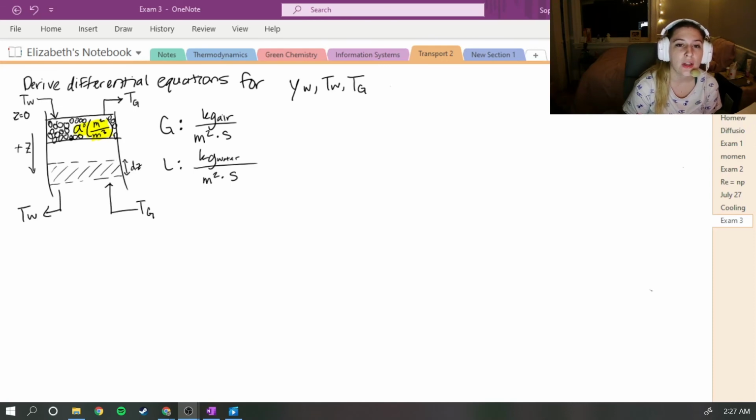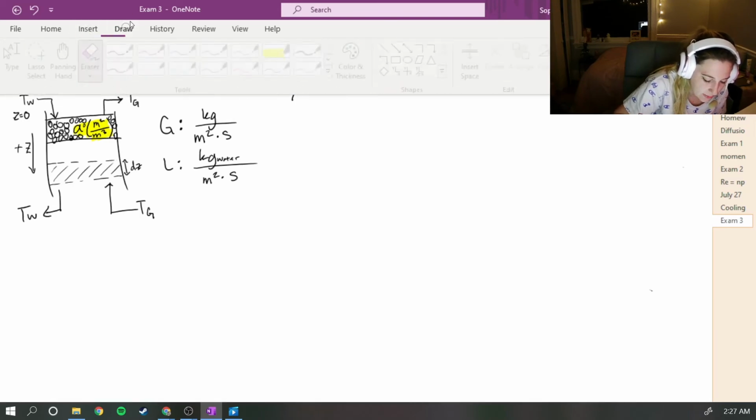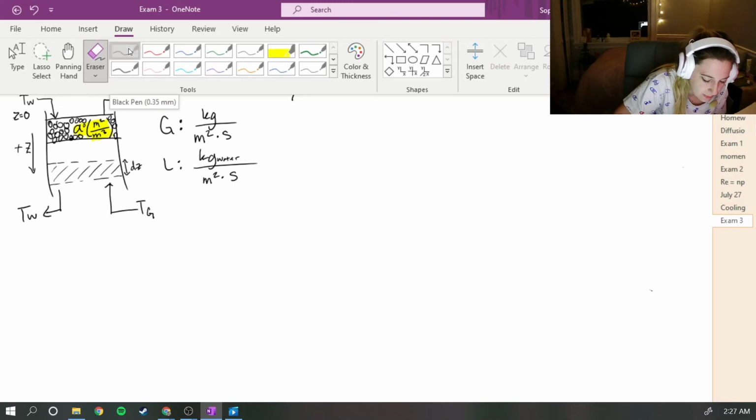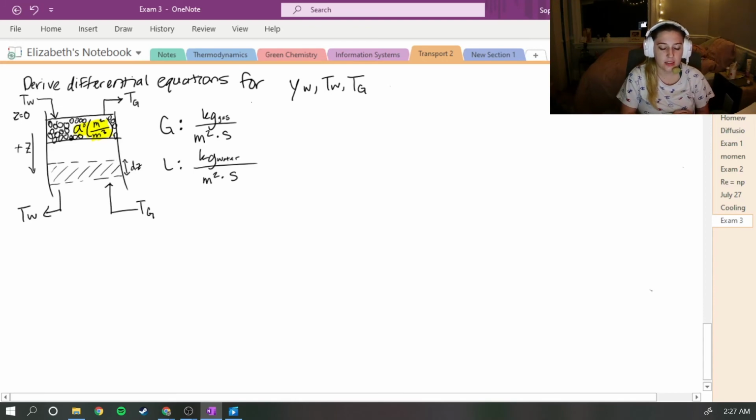And then I also defined G as the mass flow rate of the gas. So kilograms of, I guess I should say, not necessarily air, because it might be confusing since there's water vapor in the air. So I'm going to say gas. And then the liquid is kilograms of liquid water per meter squared seconds. So L is the mass flow rate of the liquid.